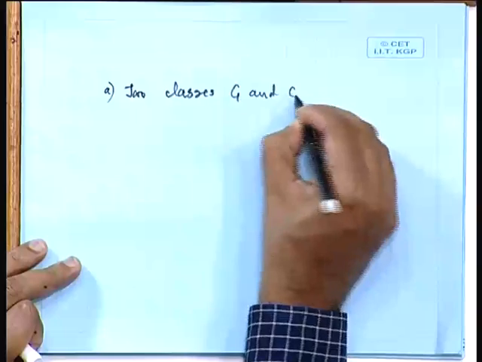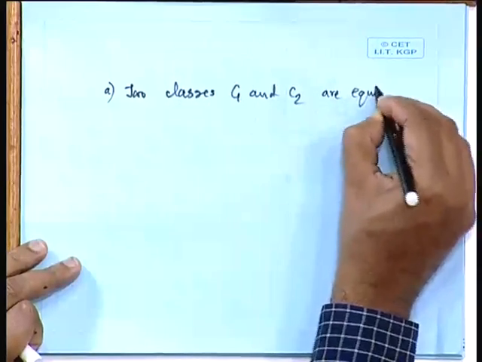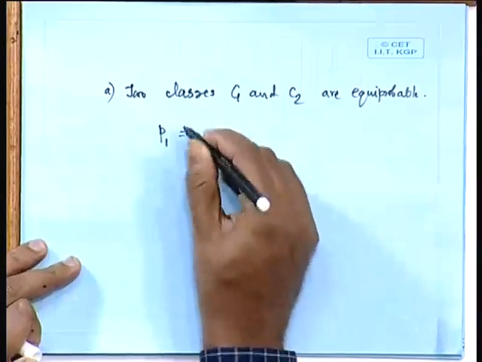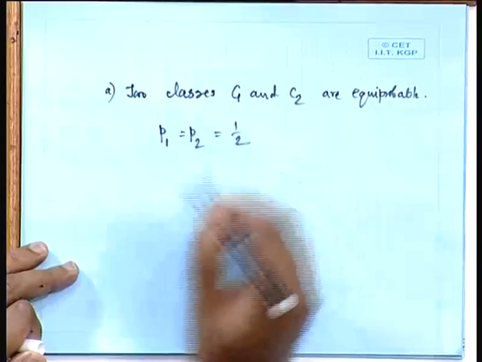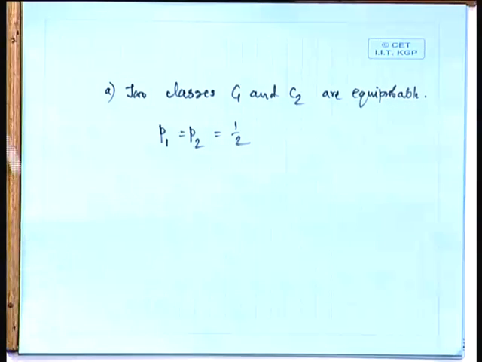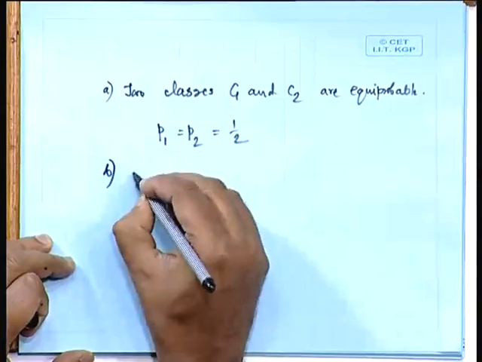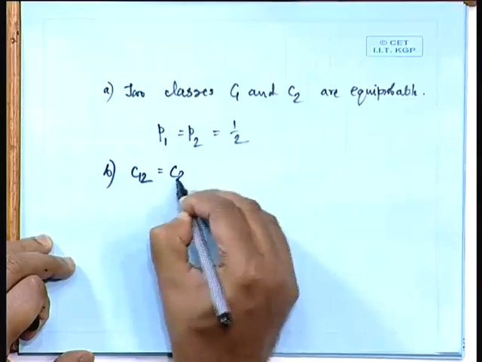So, if two classes C1 and C2 are equiprobable, in which case we can obviously write that P1 is equal to P2 is equal to half, and also we can write down C12 is equal to C21, the cost functions that we had taken last time.